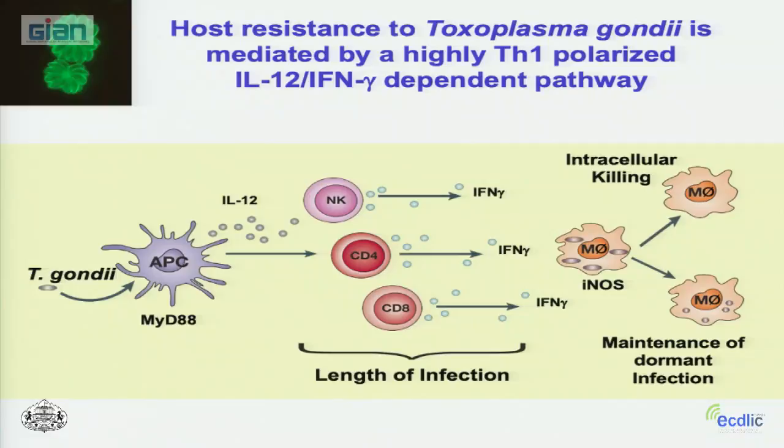So Toxoplasma gondii would be taken up by antigen presenting cells, and we'll talk more about these in a bit, which would produce this important cytokine. We'll talk more about IL-12, which instructs Th1 development in these different lymphocyte subsets. And that interferon gamma that's produced would then activate infected cells for killing of Toxoplasma. So it was a beautiful mouse model to study cell-mediated immunity and the role of Th1 responses in host resistance to these kinds of pathogens.